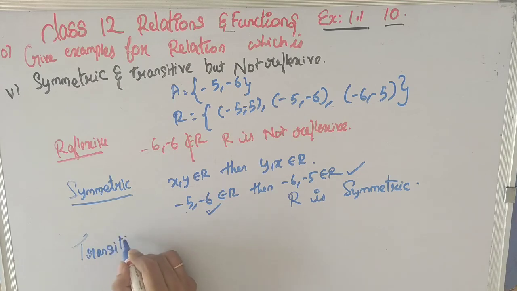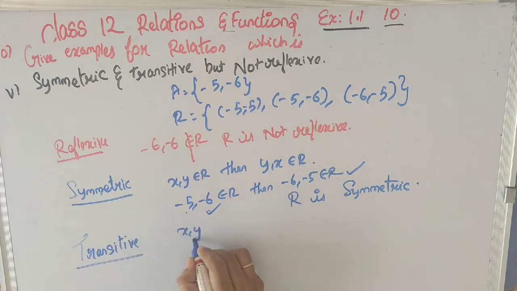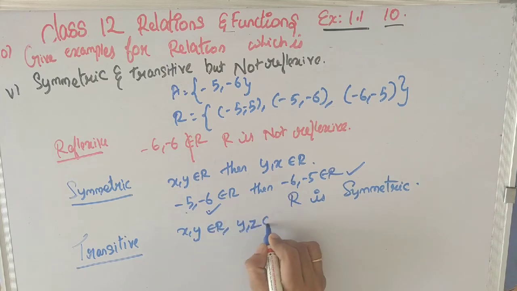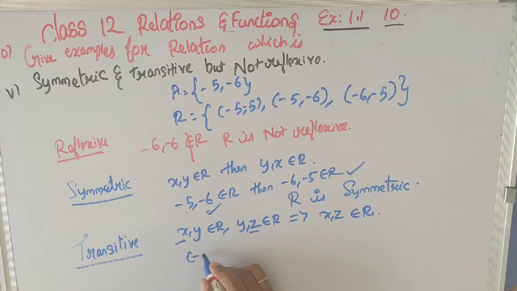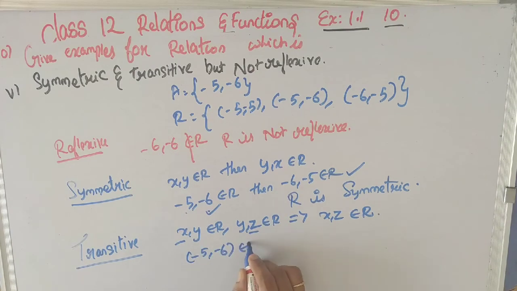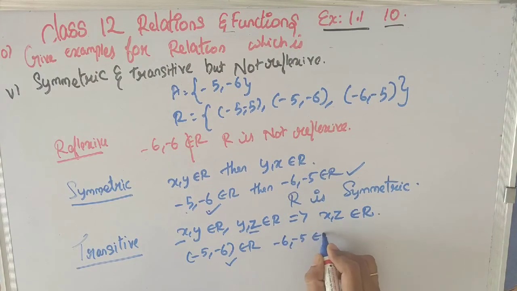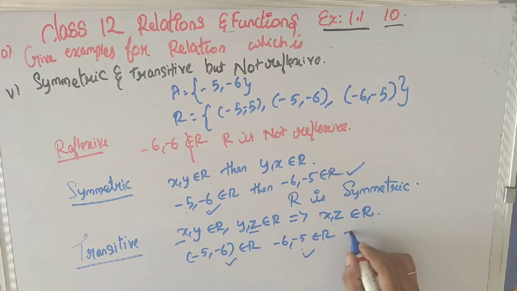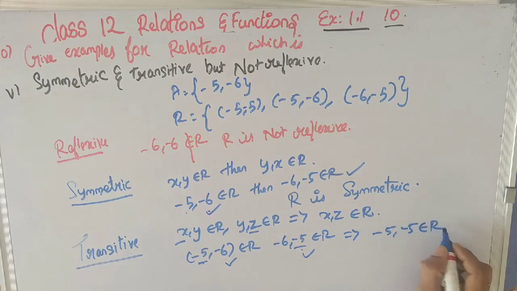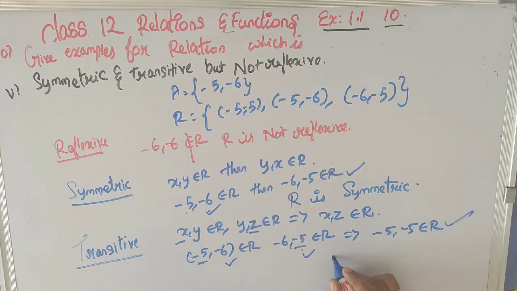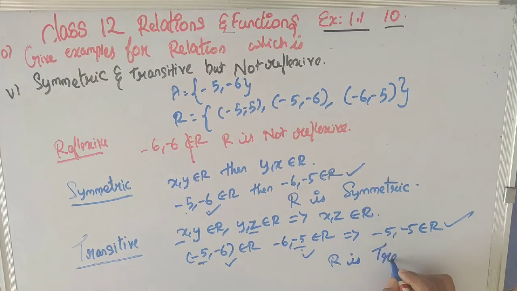Clear? Do you understand? Now, we can check whether the relation is transitive or not. What is transitive relation? Here, if (x, y) is an element of R and (y, z) is an element of R, then (x, z) must also be an element of R for the relation to be transitive. Here, (-5, -6) is an element of R. Yes, true. (-6, -5) is an element of R. Yes, this is also true. Then, (-5, -5) must be an element of R for the relation to be transitive. Here, (-5, -5) is also an element of R.